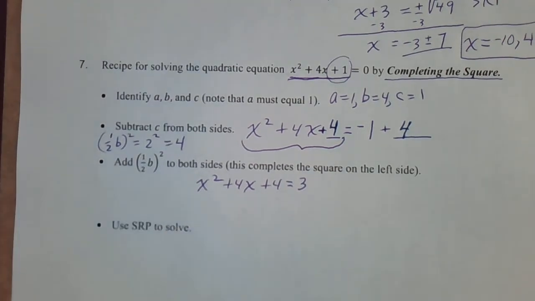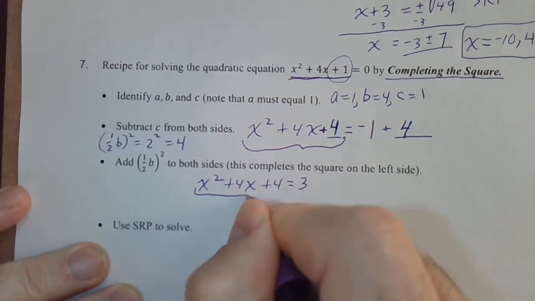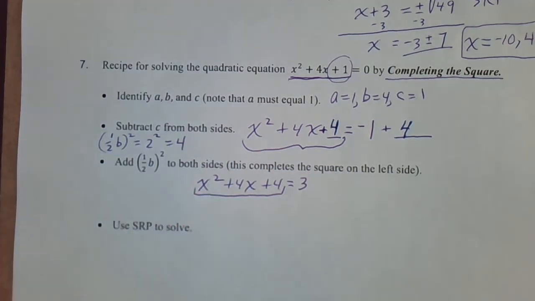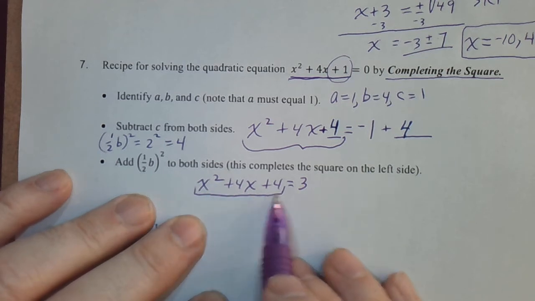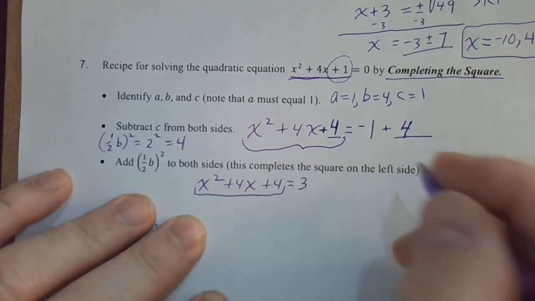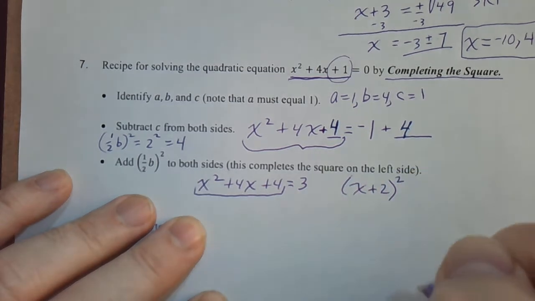Now what we've done is the hard part. We already did the hard part. This left-hand side is now a perfect square binomial. It's a binomial squared. What would I have to square to get x squared plus 4x plus 4? Isn't that x plus 2 squared equals 3?